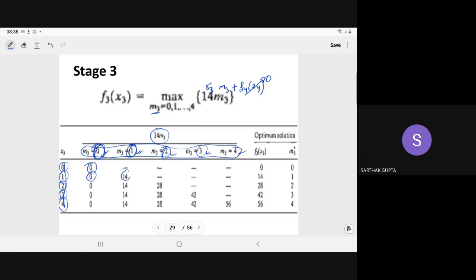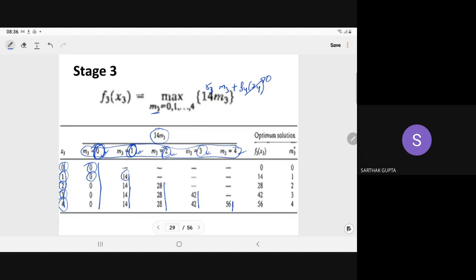So when we are allocating 0 items, naturally revenue will become 0. When we are carrying 1 item, then total revenue you will get is 14, because it is 14 M3. When you are taking 2 items, then total revenue will become 28. When you are taking 3 items, it will become 42. When you are taking 4 items, the total revenue you are getting is 56.